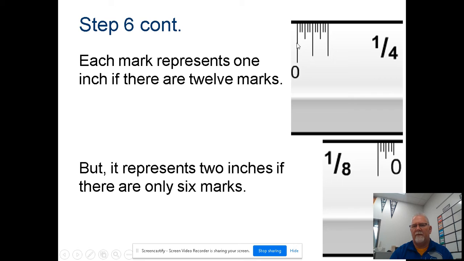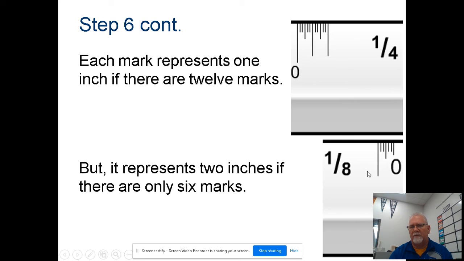Look at our example here. 0, there is 12. We count these. Halfway between there is 6. Halfway between that is 3, 2, 1. That gives us right down to the inch. But each mark represents 2 inches if there are only 6 marks.